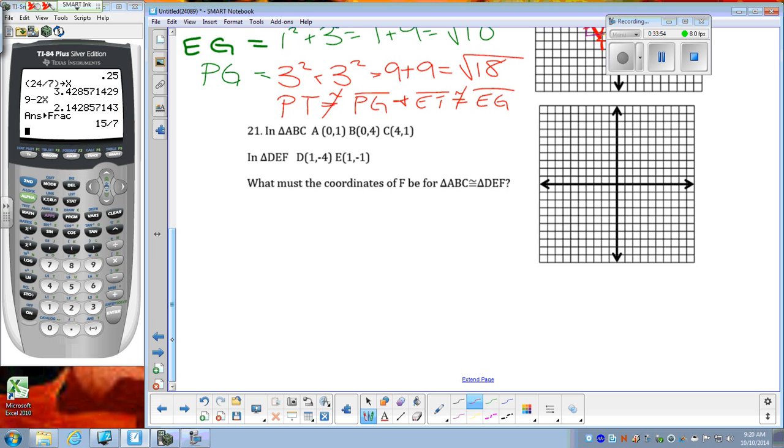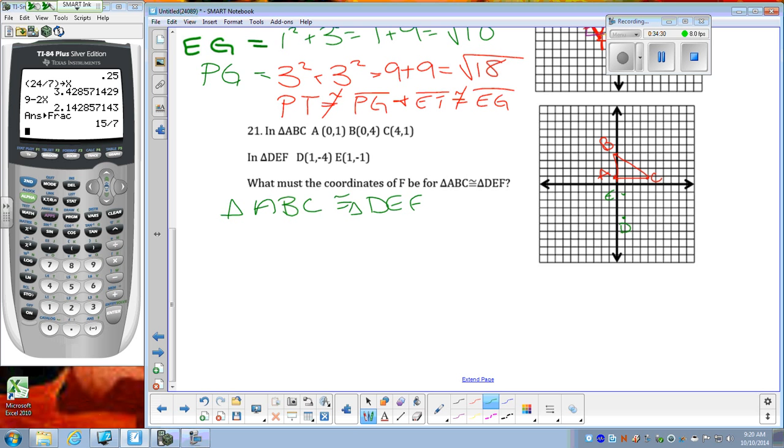So I come look at 21. In 21, I have A is (0, 1), B is (0, 4), C is (4, 1). So here's one triangle, A, B, C. For my other triangle, I want D at (1, -4). E needs to be at (1, -1). And I need to figure out point F so that ABC is congruent to DEF.